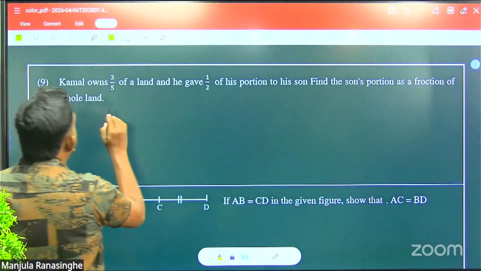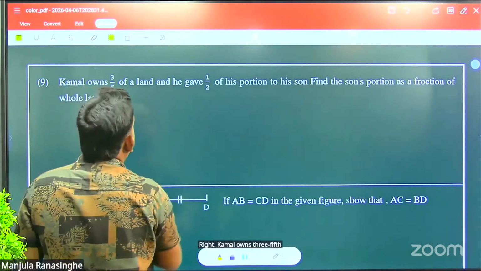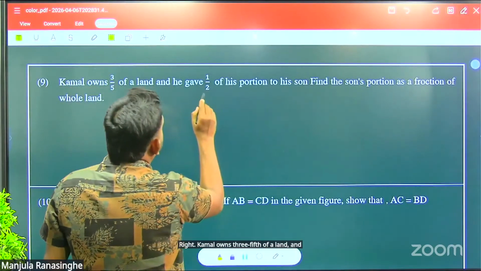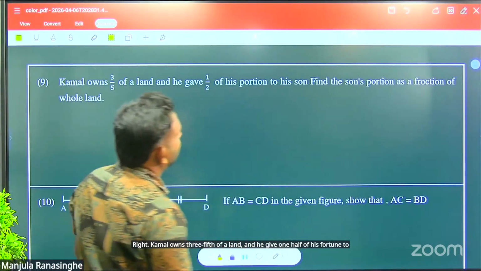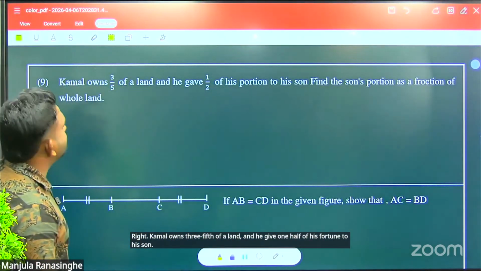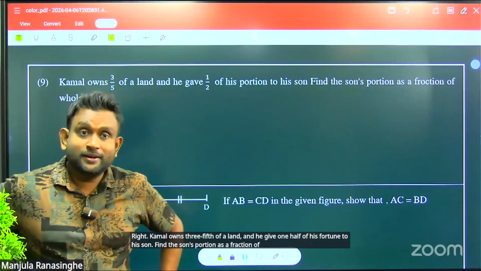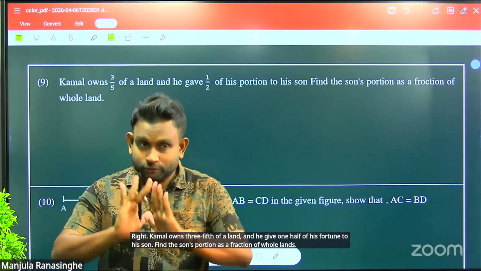Right, Kamal owns 3/5 of a land and he gives 1/2 of his portion to his son. Find the son's portion as a fraction of the whole land. I will do this in two methods.